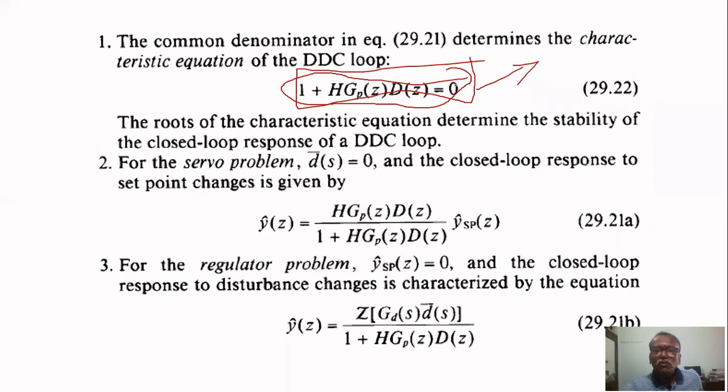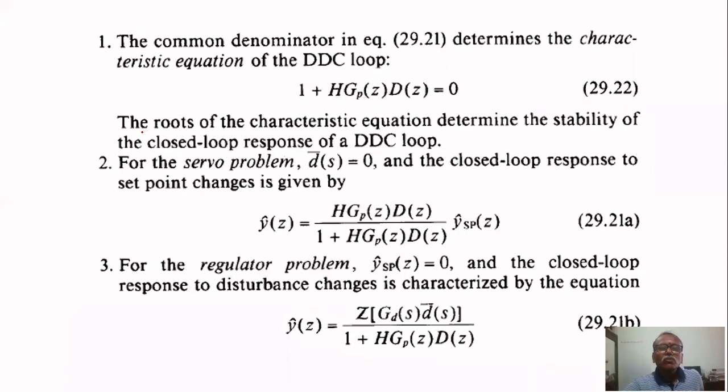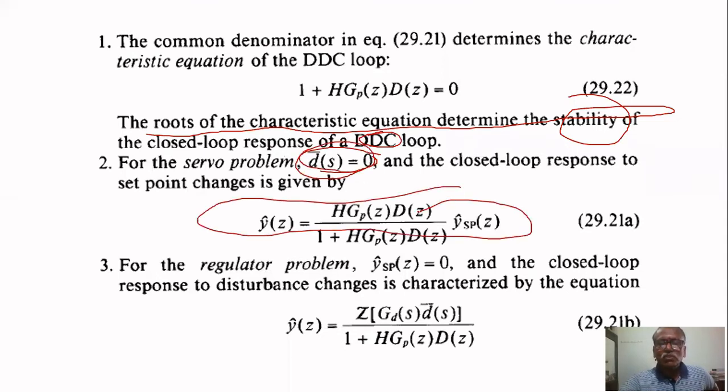The roots of this characteristic polynomial decide the stability. The roots of the characteristic equation determine the stability of the closed loop response of direct digital control. For the servo problem, assume DFS equal to 0 and find the servo response. But if you want to find the regulatory response, assume set point change equal to 0, no set point change.